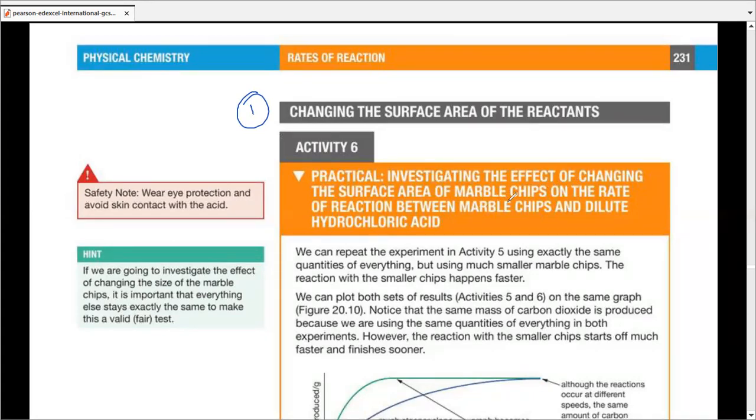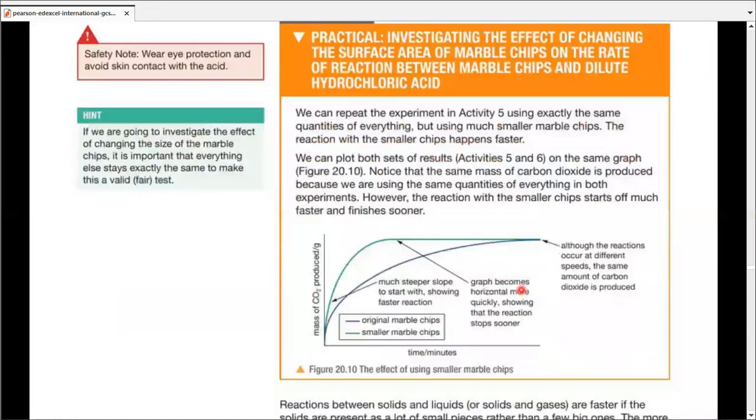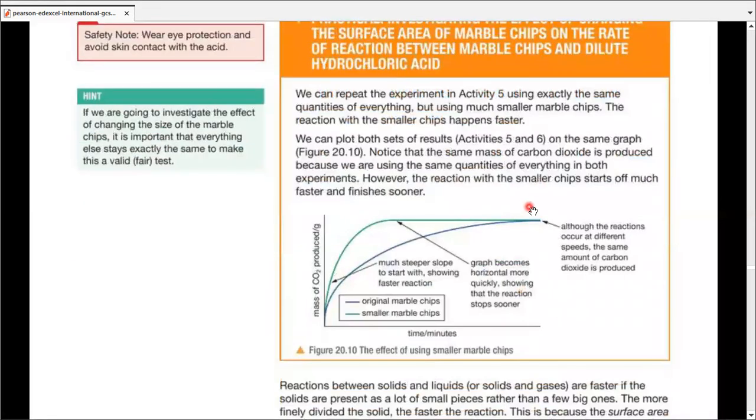We're still going to consider the same marble chips, going to study the same rate of reaction, and with the same reactant, dilute hydrochloric acid. So actually, the safety notes and the rest of the stuff remains the same. Moving on. We are going to repeat the reaction in different ways. First of all, we went with original marble chips, which were actually large pieces.